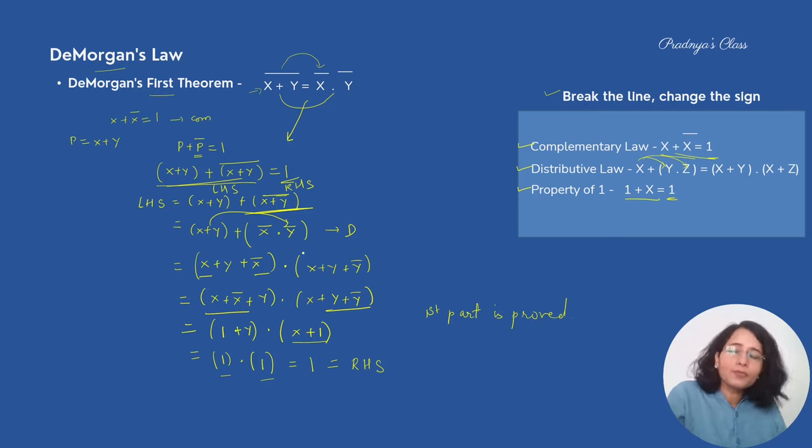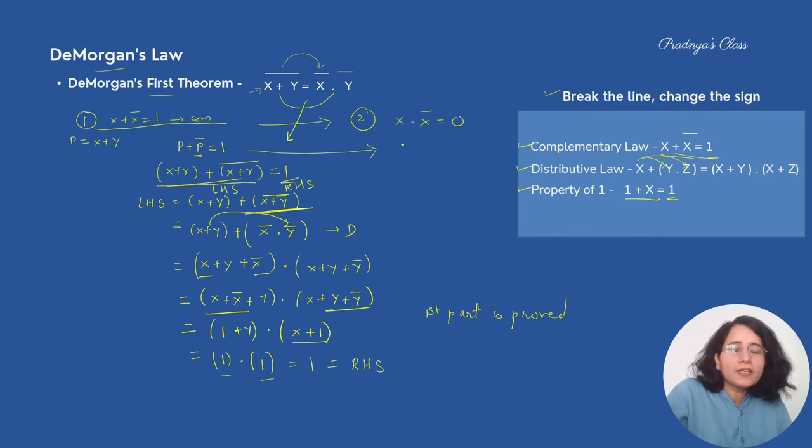Now we have to prove the second part also. In the beginning, we took the complementary law for the OR operation. Now we have to take the complementary law for the AND operation. So this is our second part that we have to prove now. It will be x dot x bar equals 0. In the same way, I am going to assume that it is true for other variables also. So we have assumed variable p, and it should be applicable to the variable p also. So we will get p dot p bar equals 0.